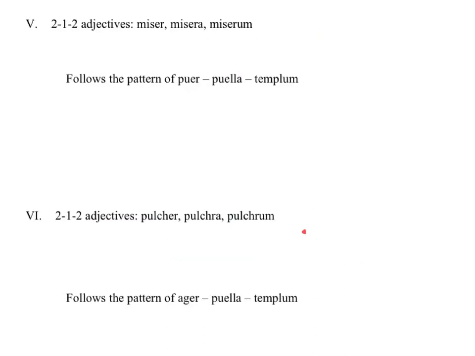The next point is essentially nothing new. I've told you before about the regular old kind of 2-1-2 adjectives that follow a pattern that looks like this in the dictionary: bonus for the masculine, bona for the feminine, and bonum for the neuter. Since adjectives have to agree with the nouns they modify in case, number, and gender, you have to have all three genders represented for each and every adjective.